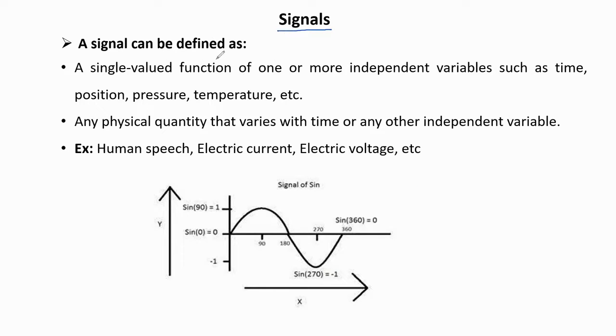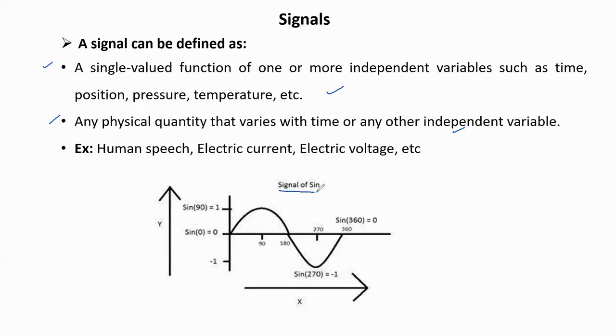Signals. A signal can be defined in many ways as follows. The first definition says that a signal is a single valued function of one or more independent variables such as time, position, pressure, temperature, and so on. The second definition says that it is any physical quantity that varies with time or any other independent variable. We should try to understand these two definitions with the help of an example.